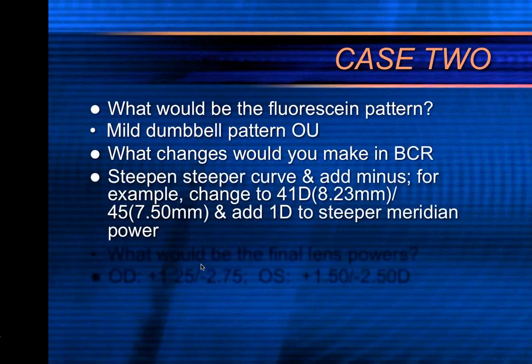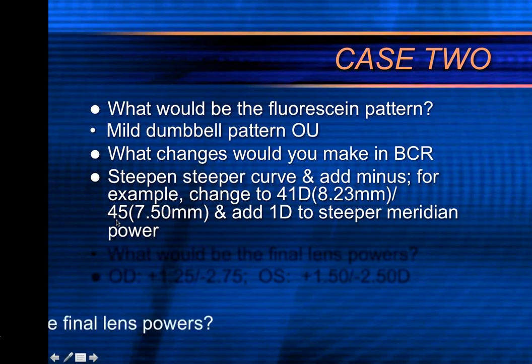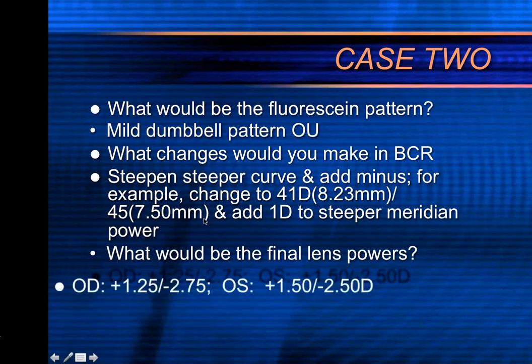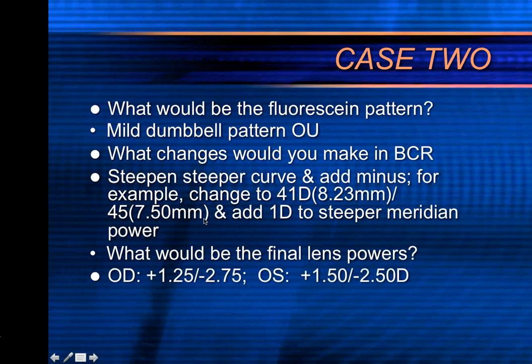So really all you need to do is steepen that steeper curve. Remember, you're 41 times 44, but that meridian is like 47 or something close to that. So just steepen that steeper base curve. I just steepened it 1 diopter. I went from 44 to 45, but you could go 2 diopters. You could go to 46. However much you steepen it, add that much minus to the power you've already derived in that meridian.